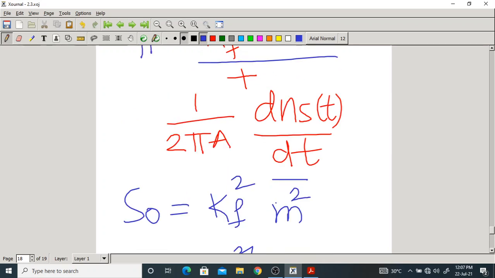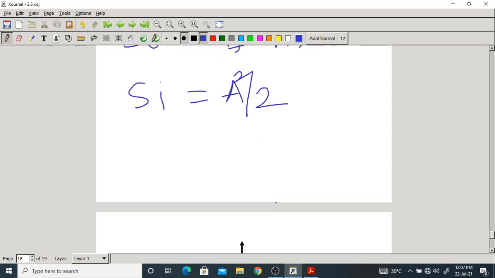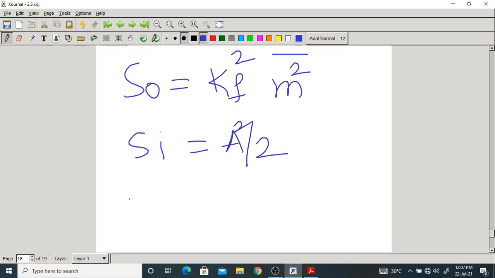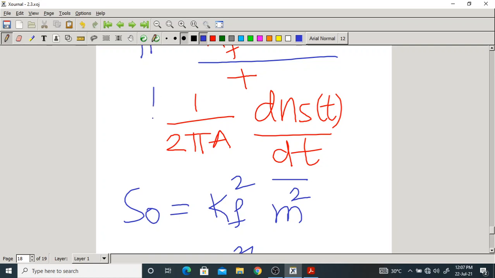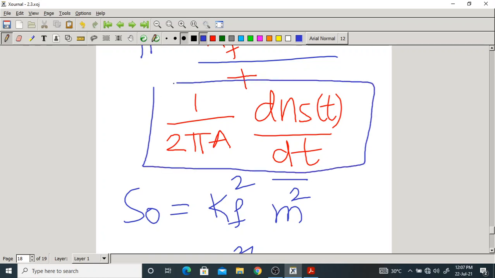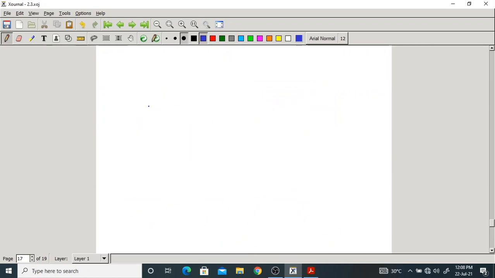Okay, now here comes the noise power. How to find out the output noise power, N naught? That is the question. What is the noise component? This component. How to find out this noise power? Okay, so to find out noise power, we should know power spectral density. But here what we know? We know the power spectral density of ns of t. How is it?